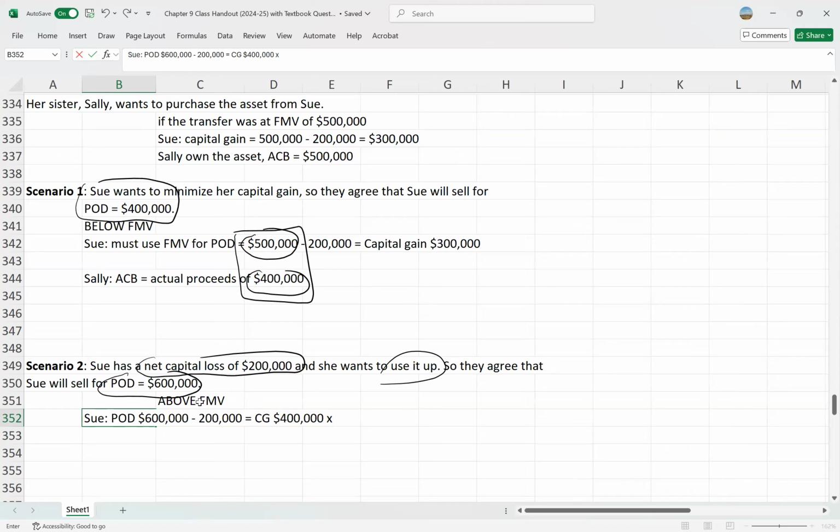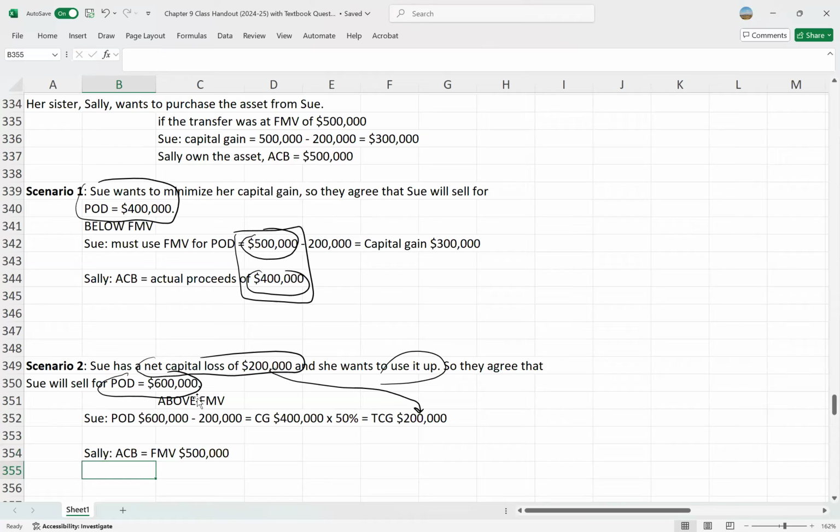And once again, 50% of that's going to be taxable. So the taxable capital gain will be 200,000. And that's what she wanted because she wants to use this net capital loss to offset it. But the only problem here is that Sally actually paid 600,000, but Sally's adjusted cost base is going to equal a fair market value of 500,000. And so once again, we lost this 100,000 extra that was paid to Sue.